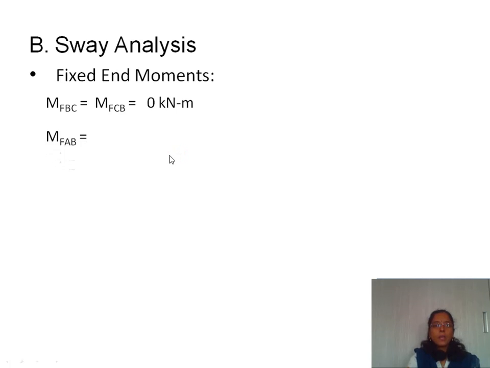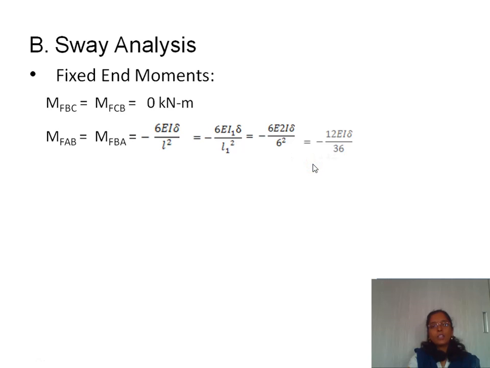So MFAB and MFBA is equal to minus 6 EI delta by L square. Okay, so if you substitute the values here, let us take I as I1 and L as L1. I is 2I and length is 6 meters. So 6E into 2I delta by 6 square. If you simplify it, it will be 12 EI delta by 36.